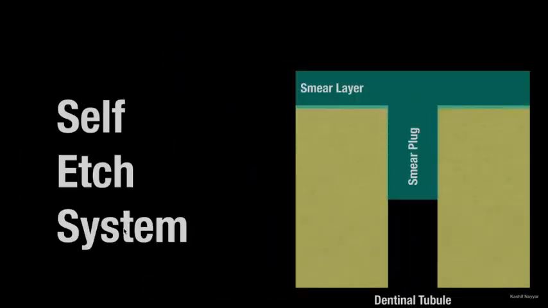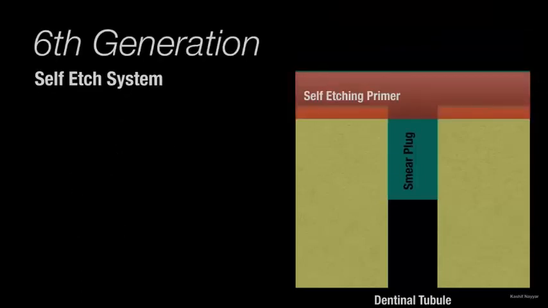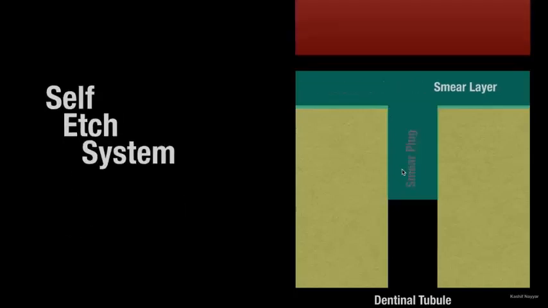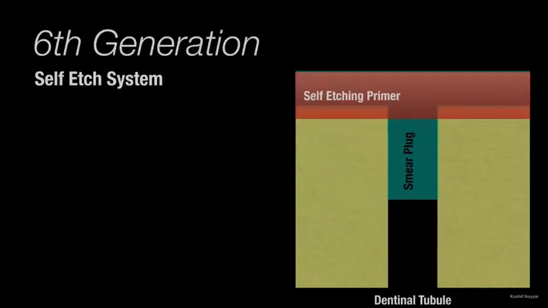On the self-etch system, we can see that we have a smear layer and a smear plug. But because the primer itself is acidic in nature, though mildly acidic, it is not completely removing the smear plug, but partially sparing it inside the tubules and preventing post-op sensitivity. And the bonding resin is applied in the 6th generation as a second step.